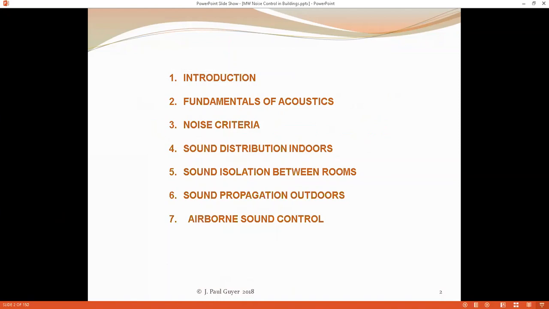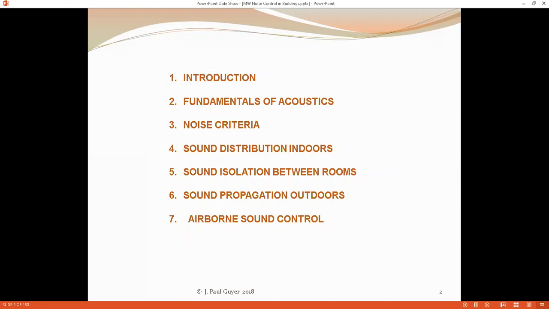These are kind of the chapters in the book, the way I'll be chopping up the information today. Some introductory remarks, and then some comments on the basic fundamentals of physics underlying acoustics or noise control. Chapter 3 is noise criteria. In other words, this is your target, so to speak, in building design. You want to have a certain noise or sound environment in certain spaces in your building.